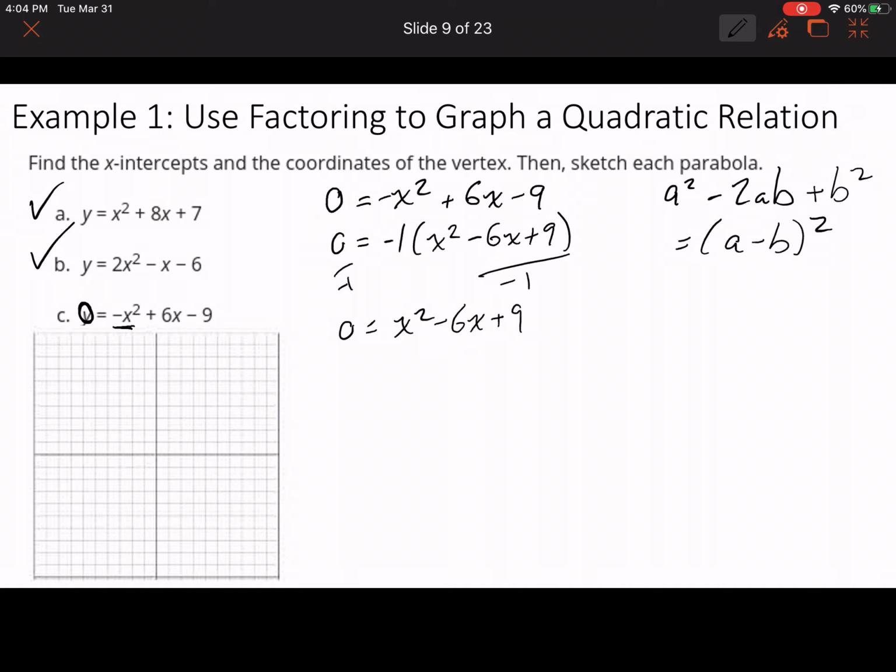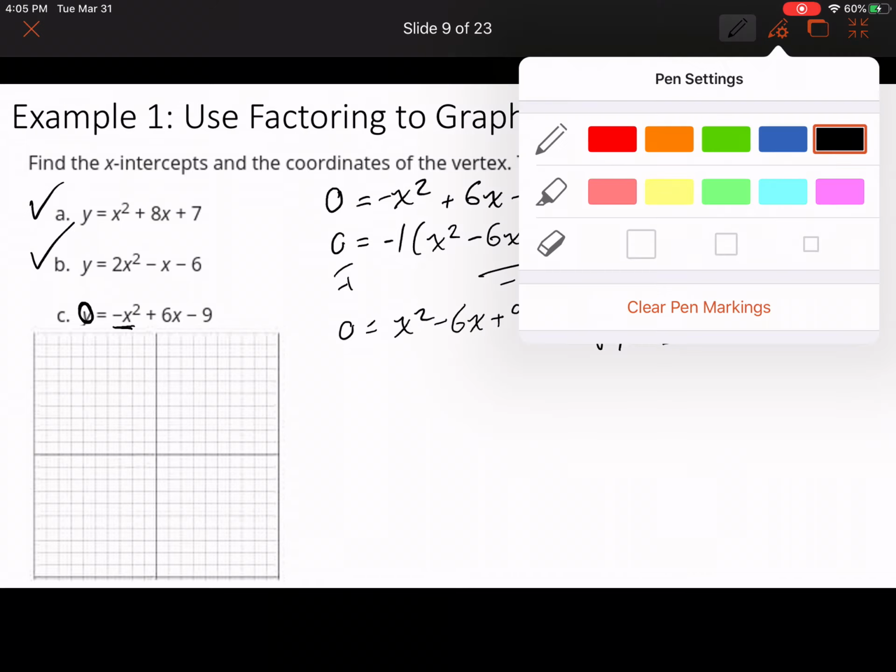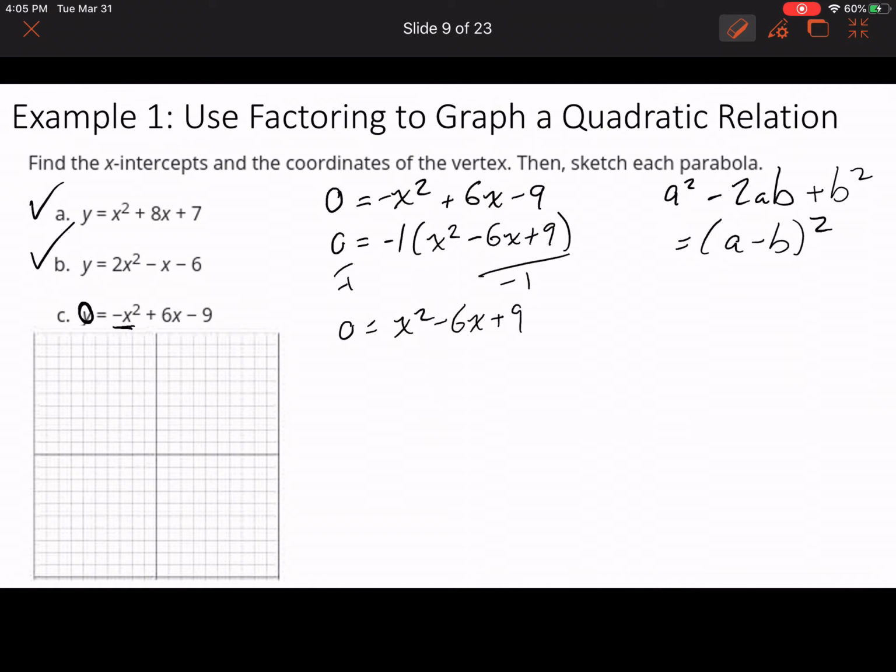So we know that the square root of x squared is x. The square root of 9 is 3. If we take 3 times 2, that's going to be 6. And add the x. So we've got 6x there. So this is a perfect trinomial square already. So we can just say 0 equals x minus 3 all squared. We don't have to put any extra work. We just have to remember that rule.